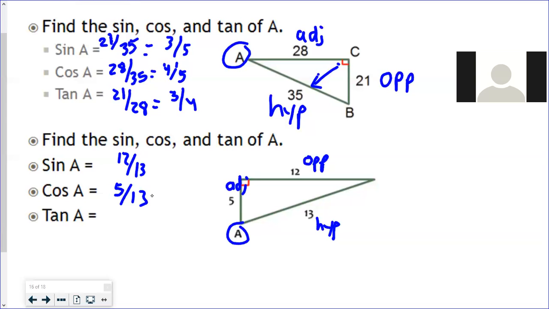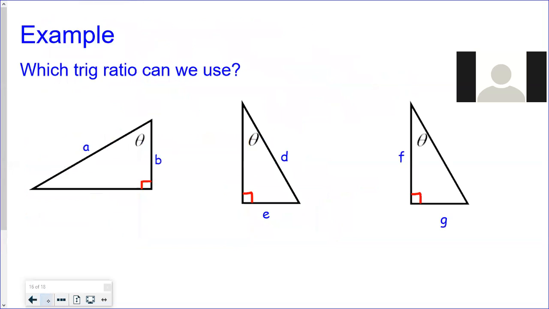Natalie, where'd you go? Oh, sorry. I didn't realize I was muted. Oh, it would be 12 over 5. There we go, right? Thank you, Natalie. I put her on the hot seat, but she did great. Okay, so there you go. That's how you do SOHCAHTOA.